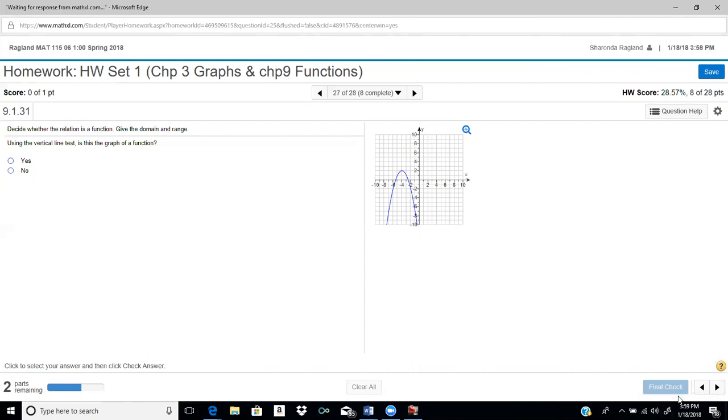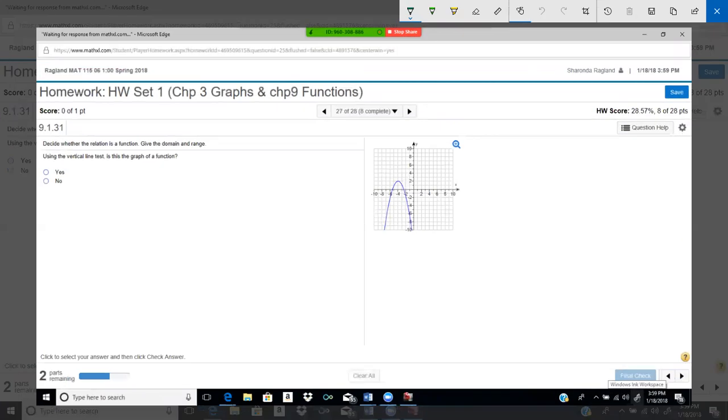Basically, if we draw a vertical line through the graph, anywhere, any vertical line on here, does it cross more than one point on the graph? No, it does not. You can draw any vertical line and it only crosses one point on the graph at a time. So yes, function.